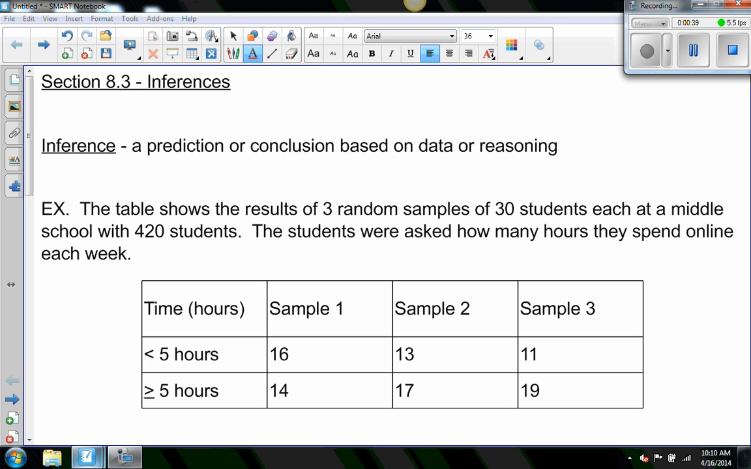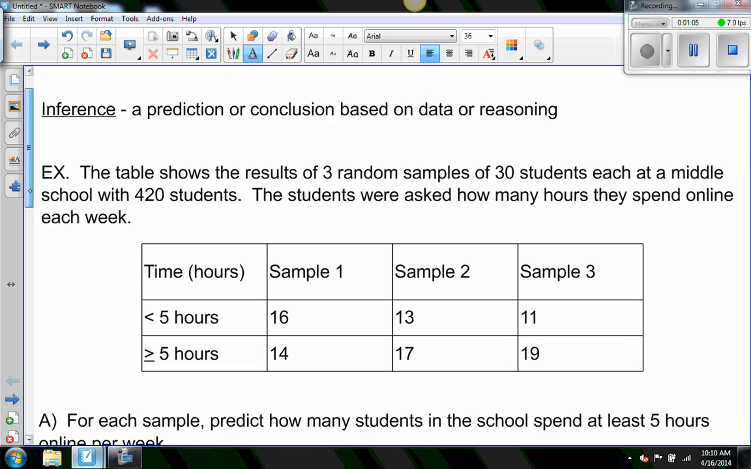The table shows the results of 3 random samples of 30 students each at a middle school with 420 students. The students were asked how many hours they spend online each week. And then here's my little table I made. Less than 5 hours, there are 3 different samples with some numbers. And then more than or equal to 5 hours, there is the rest of the information.